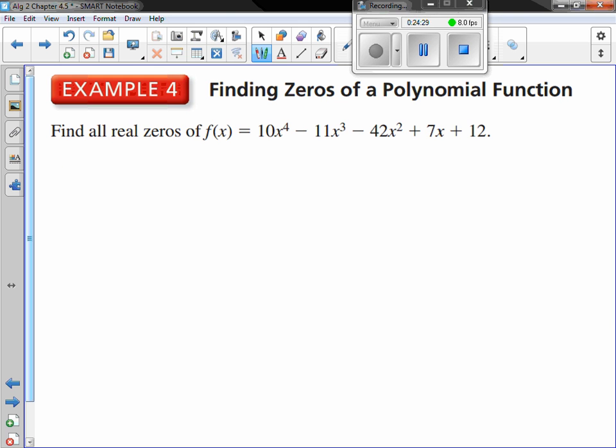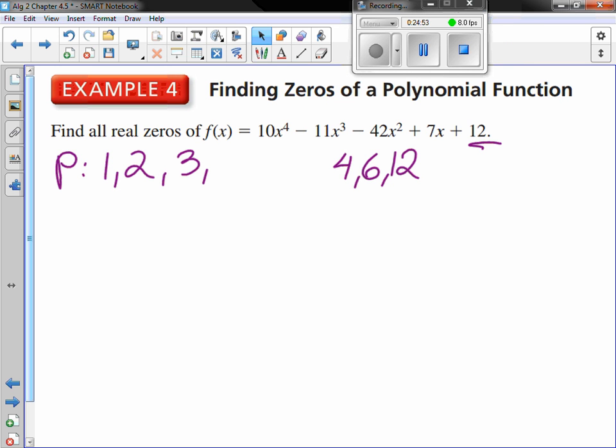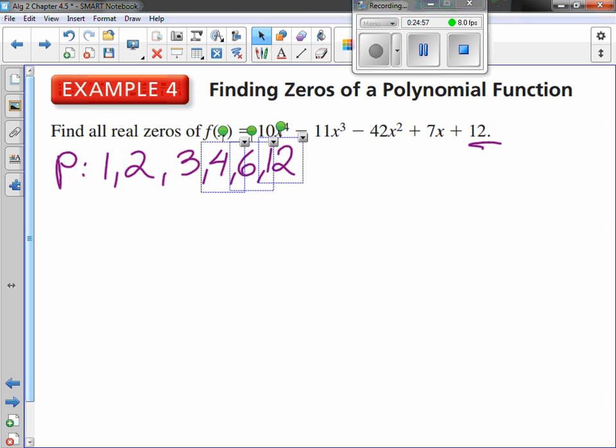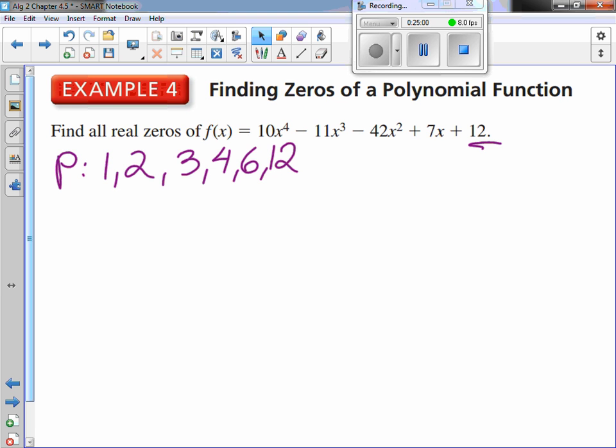So let's start off with the factors of P. Well, the factors of P in this case would be the factors of 12, yes? So I'd have 1 and 12. Then we'd also have what? 2 and 6. What else is a factor? 3 and 4. Those are all the factors of 12, yes? Okay.